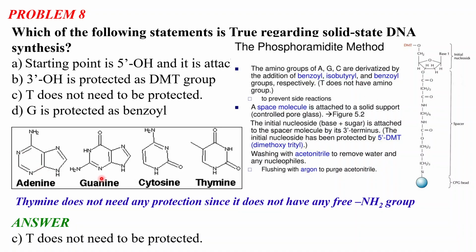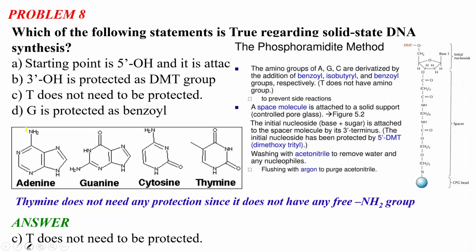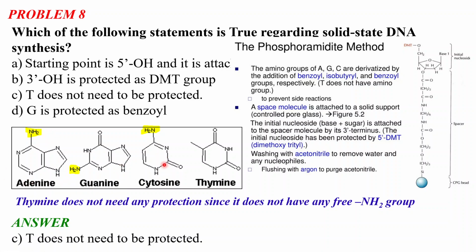So this is the structure of adenine, guanine, thymine and cytosine. As you can see, adenine, guanine and cytosine, all three have the free NH2 group. But a free NH2 group is not there in case of thymine. That is why thymine does not need any kind of protection, but the free NH2 groups of adenine, guanine and cytosine are protected.